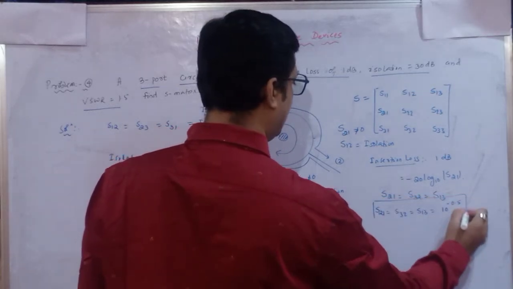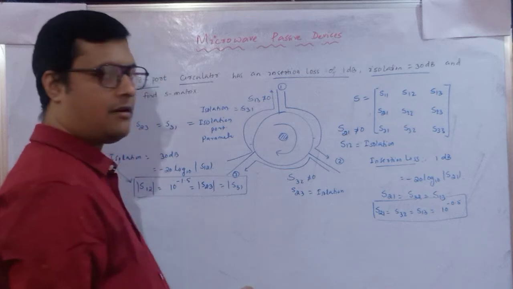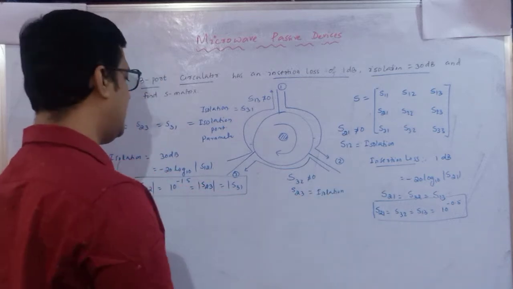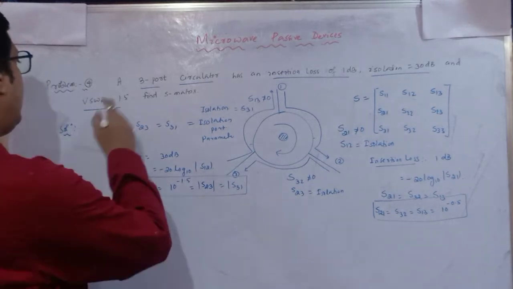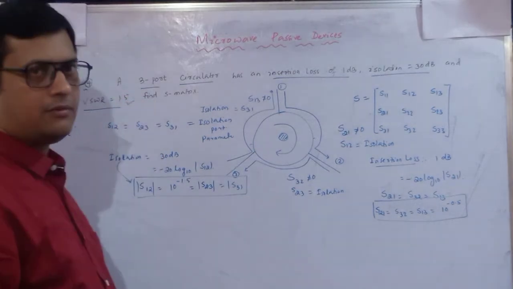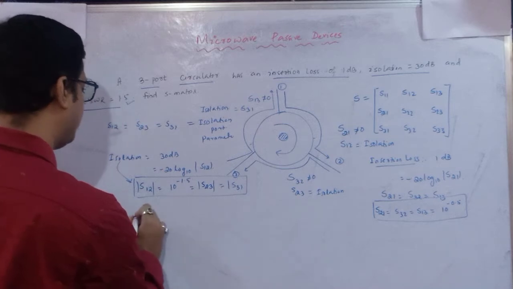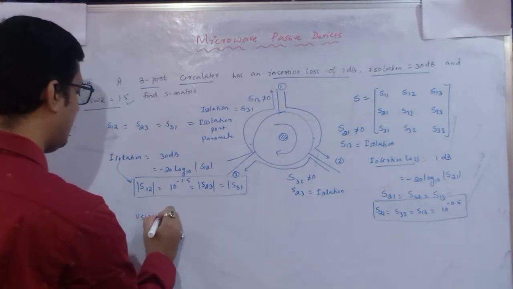So this is the S parameter we have determined with respect to the insertion loss. This we have determined with respect to isolation. And one more hint is given, the VSWR. So VSWR is 1.5.